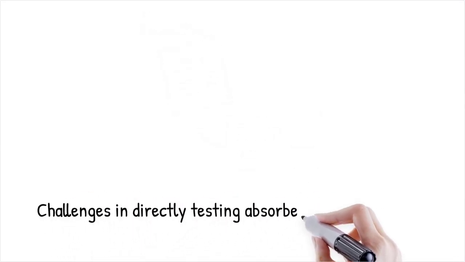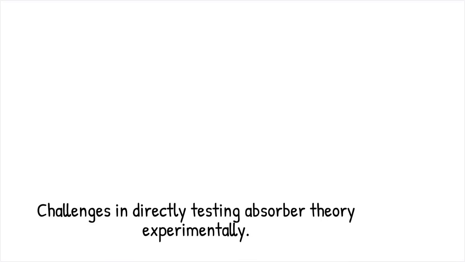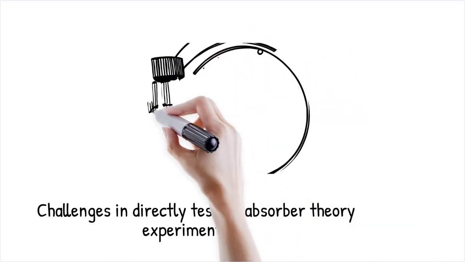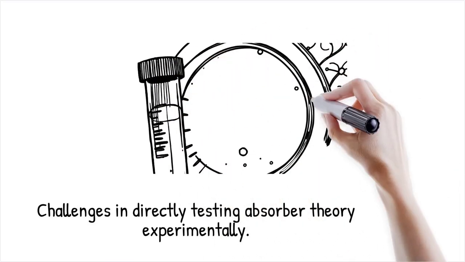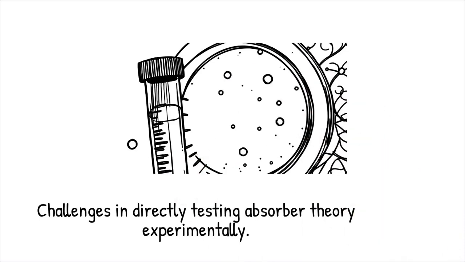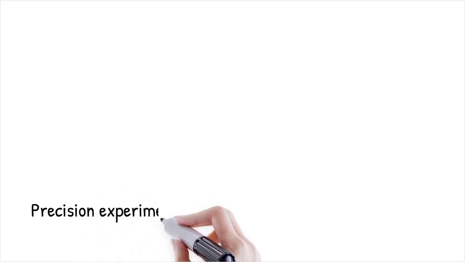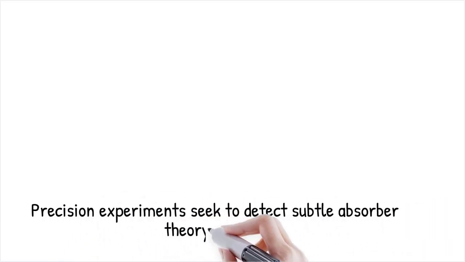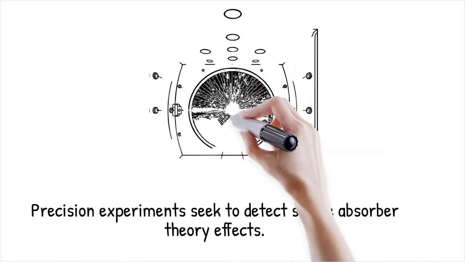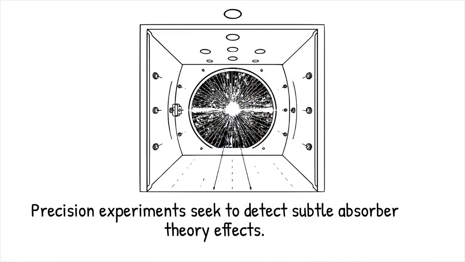Testing absorber theory directly is difficult because advanced waves are never observed in isolation. They always cancel except in reaction forces. Any deviation from perfect absorption at cosmic scales could introduce measurable anomalies, but such residuals are exceedingly small. Precision experiments in low-loss cavities or with controlled absorber distributions may someday reveal subtle effects. For now, the theory remains empirically equivalent to standard electrodynamics in almost all regimes.